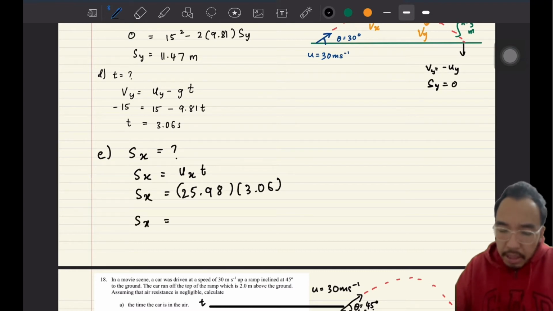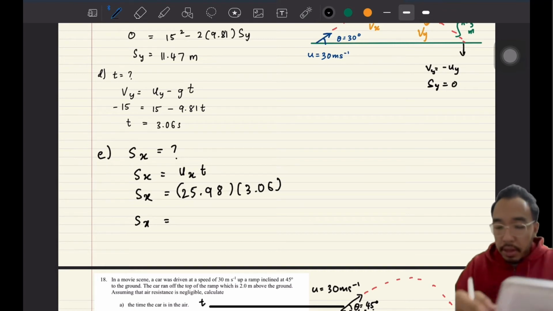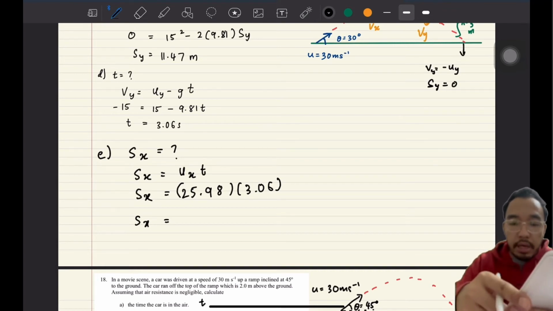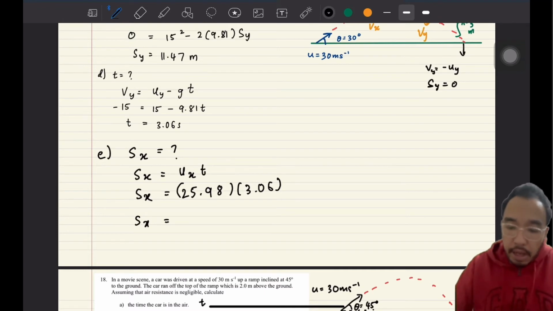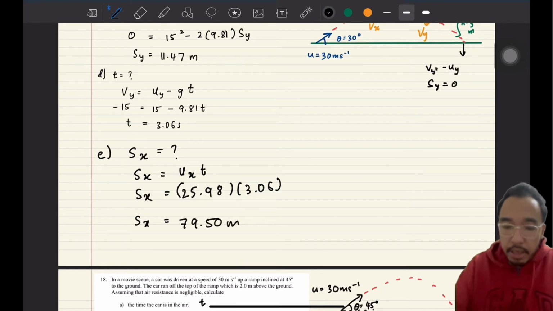So even if the question doesn't ask you to calculate Ux and Uy, the first thing you guys need to do for projectile motion is calculate those first. If you calculate this, you will get 79.50. The SI unit will be in meters.